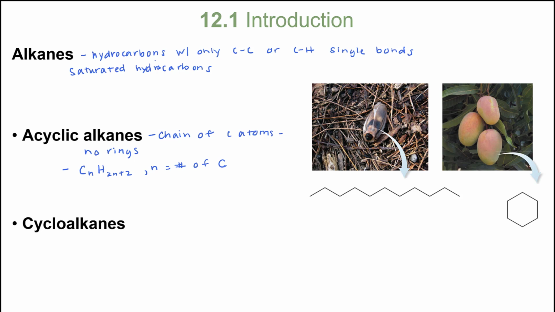So for a compound that has 2 carbons, the number of hydrogens will be 2n plus 2, or 4 plus 2 is 6. So that's how you can use that formula. A cycloalkane has carbons that are joined in one or more rings. The formula of these is usually CnH2n. For a ring with 4 carbons, we're going to have 8 hydrogens in them.